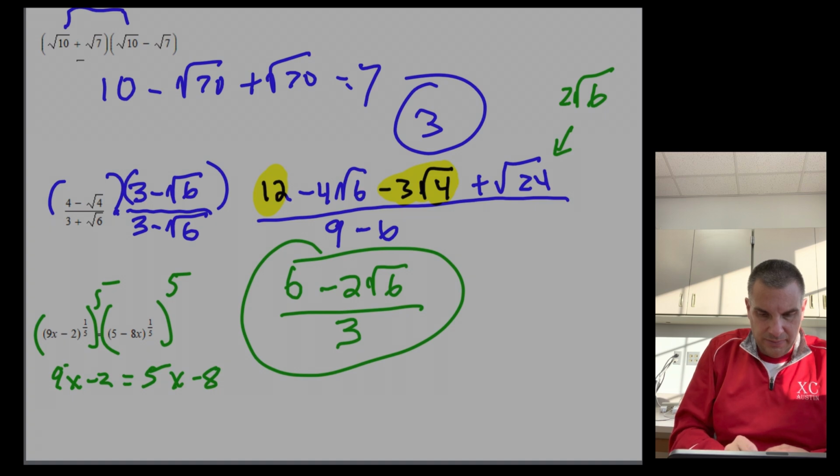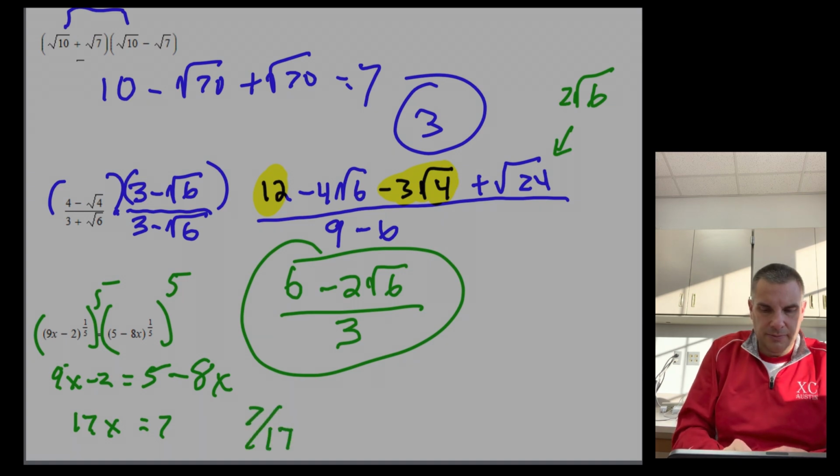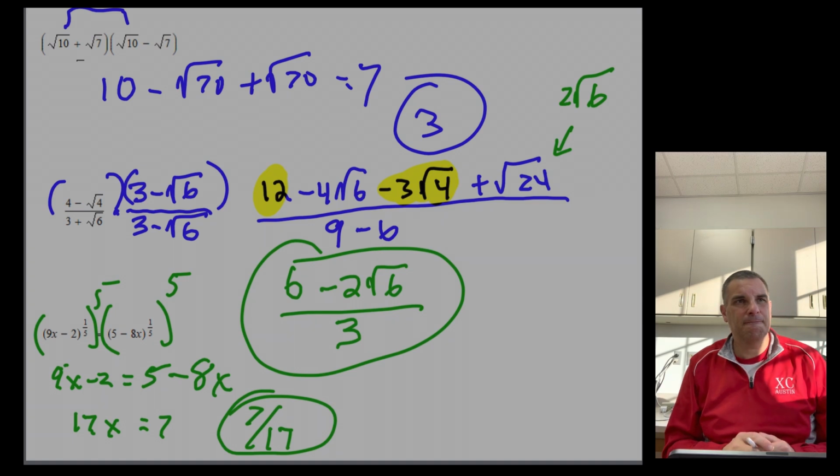Oops, I wrote that wrong. It should be 5 minus 8x. So that's 17x equals 7. So x is equal to 7/17. It's a nice 7. My gosh, so 7/17 is your solution for that one.